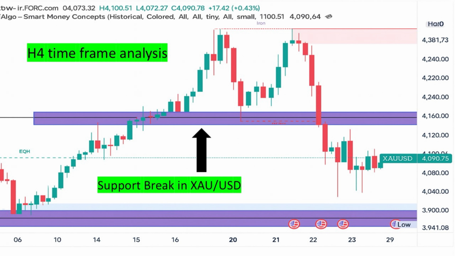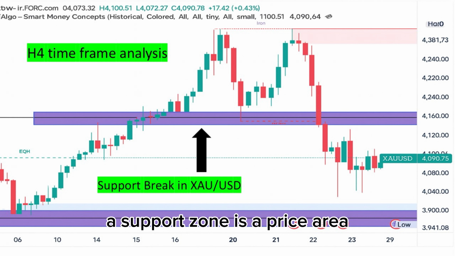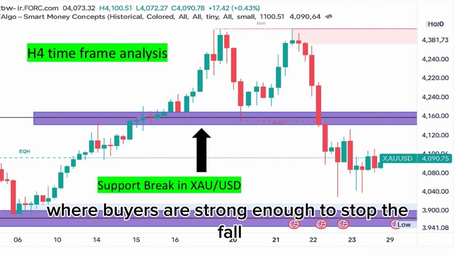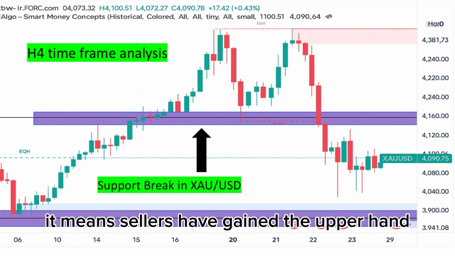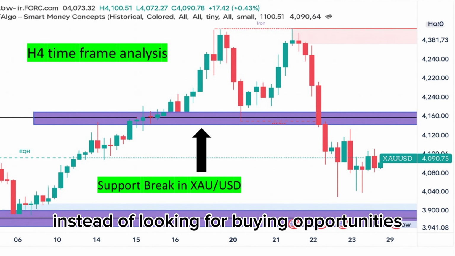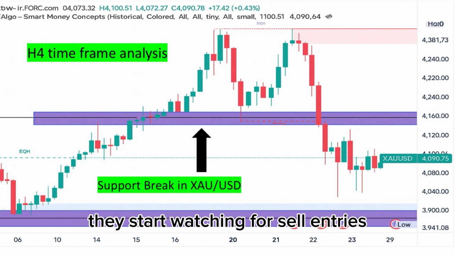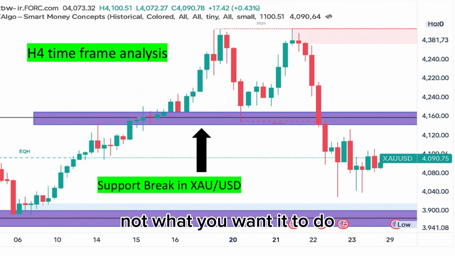For beginners, this chart perfectly demonstrates how markets behave around key levels. A support zone is a price area where buyers are strong enough to stop the fall. But when that zone breaks, it means sellers have gained the upper hand. From that point onward, traders shift their mindset. Instead of looking for buying opportunities, they start watching for sell entries. It's all about adapting to what the chart is telling you, not what you want it to do.